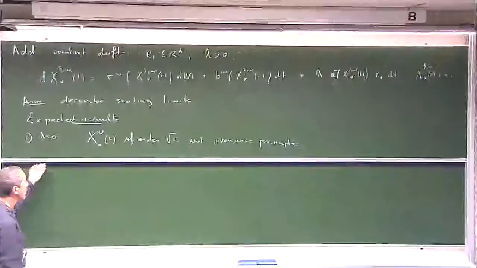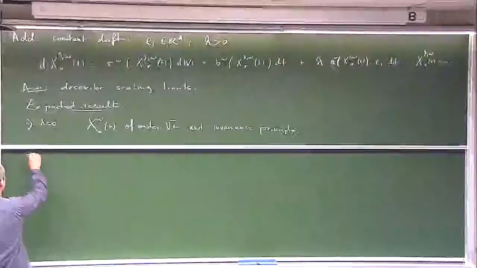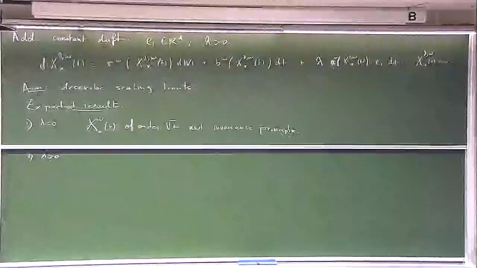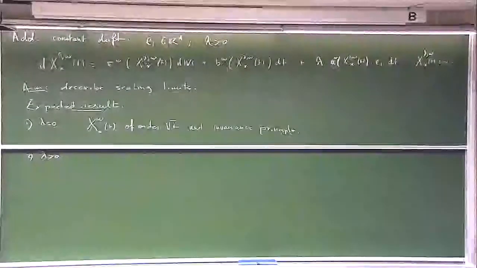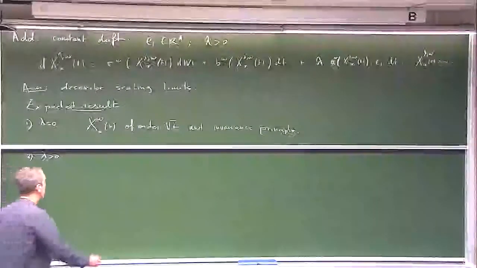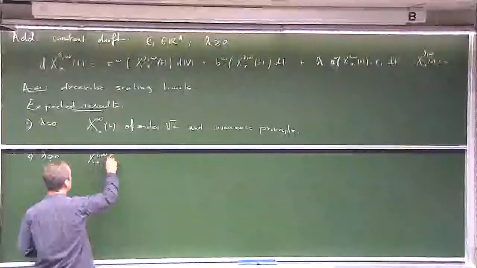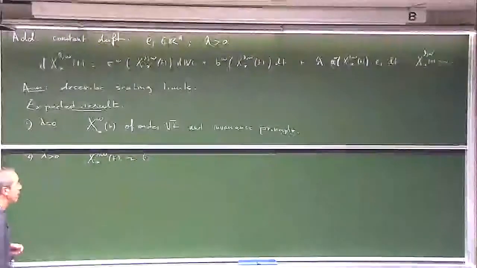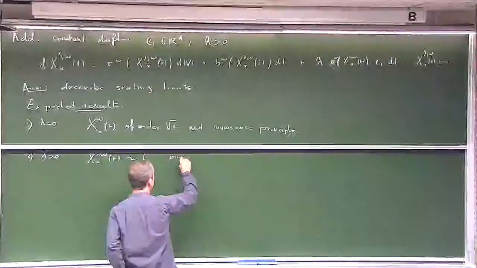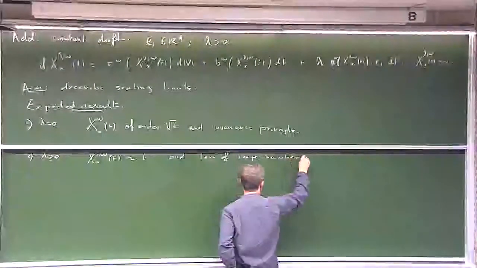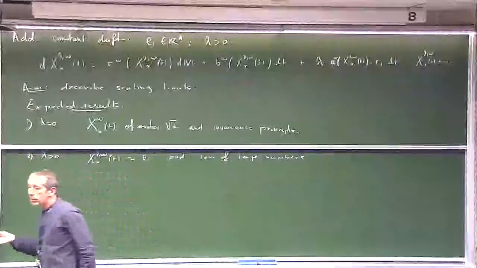Now, second thing is, let's consider the case where lambda is not zero, where lambda is positive. So you add a drift of a fixed magnitude, lambda, in a fixed direction, and then you expect the process that you get to be ballistic. So what you would expect is that x lambda omega 0 of t should be of order t. And if you are optimistic enough, then you might think that you have a law of large numbers. Okay? So this is some kind of natural guess.